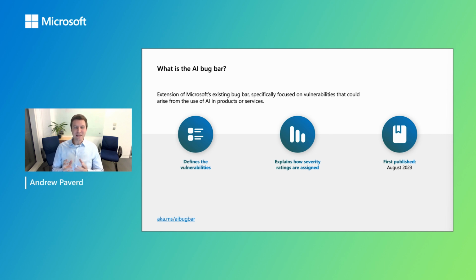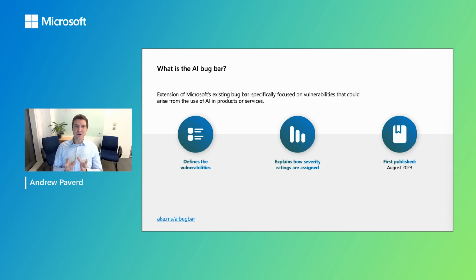Now, you may have seen something about this bug bar in the previous training that we ran for the zero-day quest, but in this training, we'd like to really do a deep dive into what is in this AI bug bar, how do we use it, and how does this apply to the research reports that you can submit to us. So firstly, what is the AI bug bar?